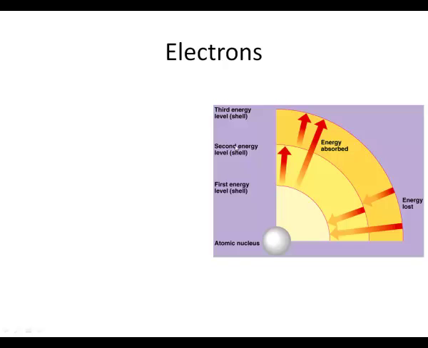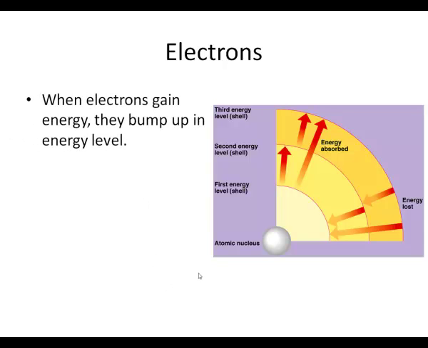Few words about electrons. So here in this figure, I've got the atomic nucleus right there in the middle, and then each of these different layers here represent the different energy levels. Now, remember, the energy levels are quantized, so that means that I'm either in the first energy level or I'm in the second energy level. There's no 1.5 energy level. I'm on one or I'm on the other. There's no in between.